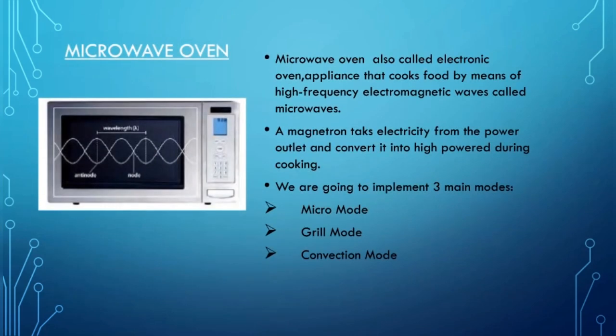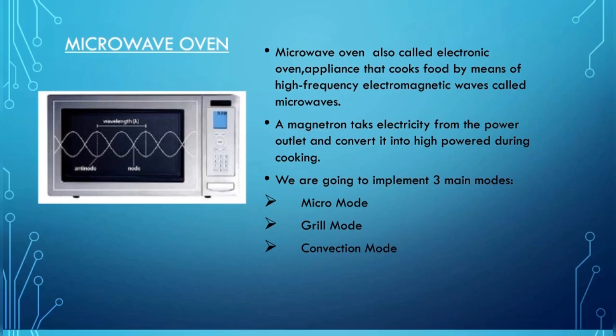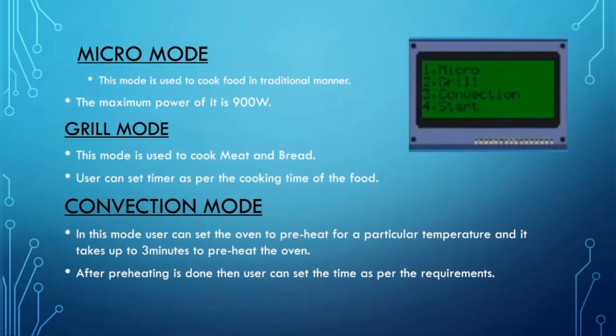Microwave oven. A microwave oven is also called an electronic oven, which is used to cook food by means of high frequency electromagnetic waves. Those are called microwaves. We are going to implement it based on three main modes: micro mode, grill mode, and convection mode. Micro mode is used to cook food in the traditional manner. The maximum power of it is 900 watts. Grill mode is used to cook meat and bread. The user can set the time as per the cooking time of the food.